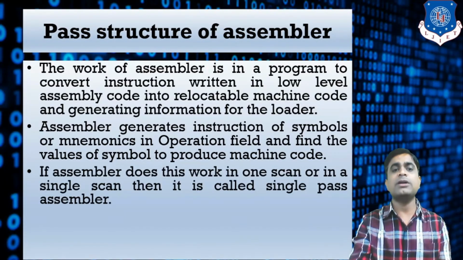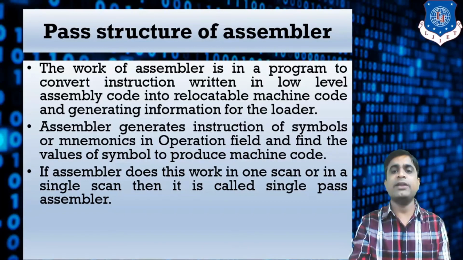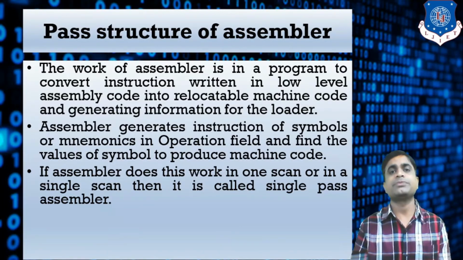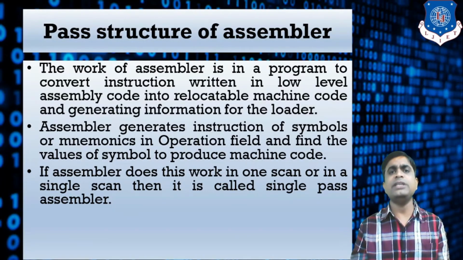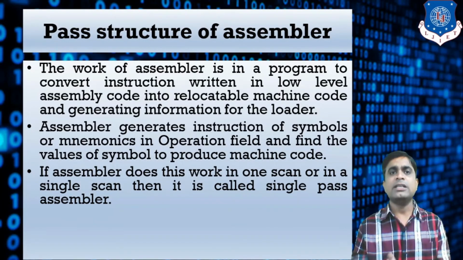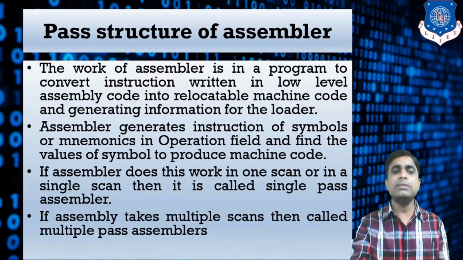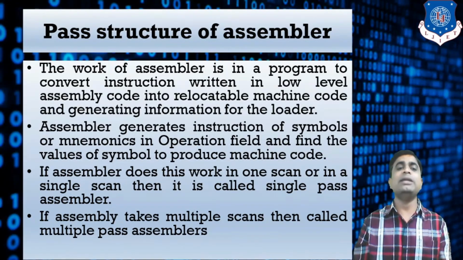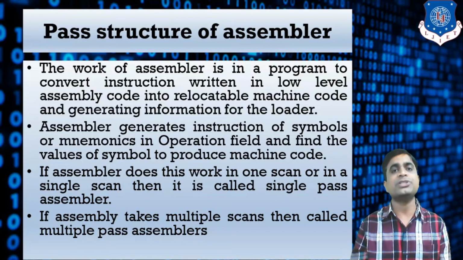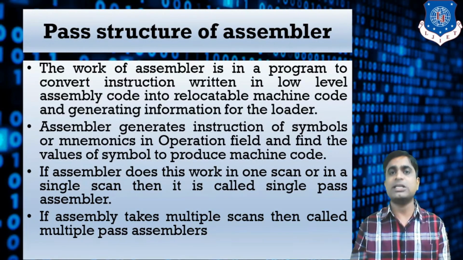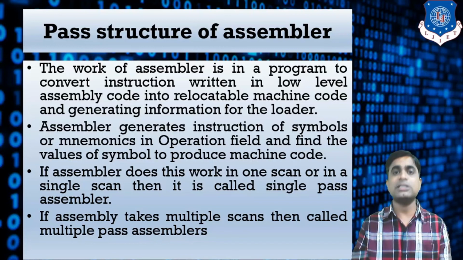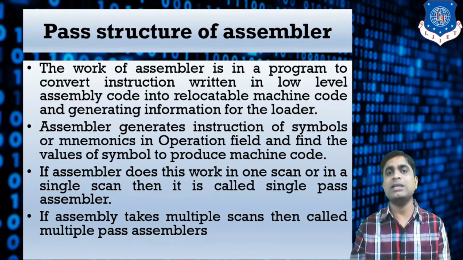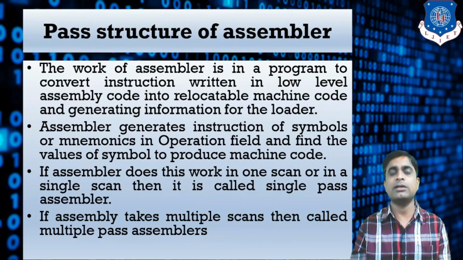And if the assembler does this work in one scan, or a single scan, then it is called a single pass assembler. All these activities are done with a single scanning, and it is called a single pass assembler. Similarly, if the assembler takes multiple scans, then it is called a multiple pass assembler. There is no restriction to have only a one pass or two pass assembler. There can be a three pass assembler also, if the scanning is not done in a single pass or a two pass assembler.